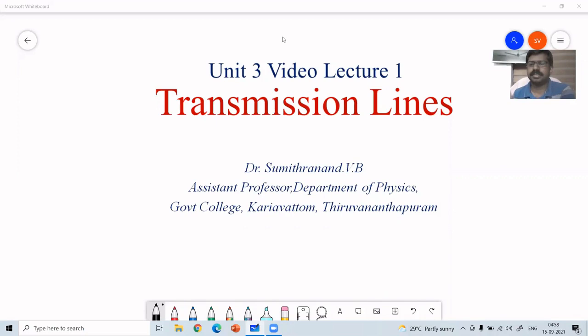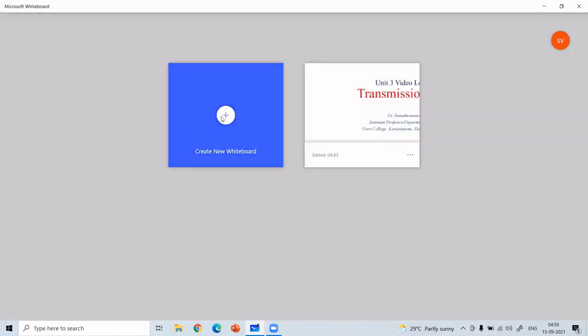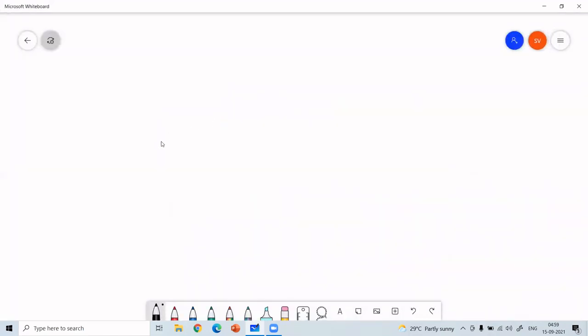Hello everyone. In this class, we are going to discuss transmission lines, transmission line parameters, and transmission line equation. These topics are included in Unit 3 of the paper Modern Optics and Electromagnetic Theory in our syllabus. Now, before going into the discussion of transmission lines, we can have an introduction about the guided and unguided transmission.